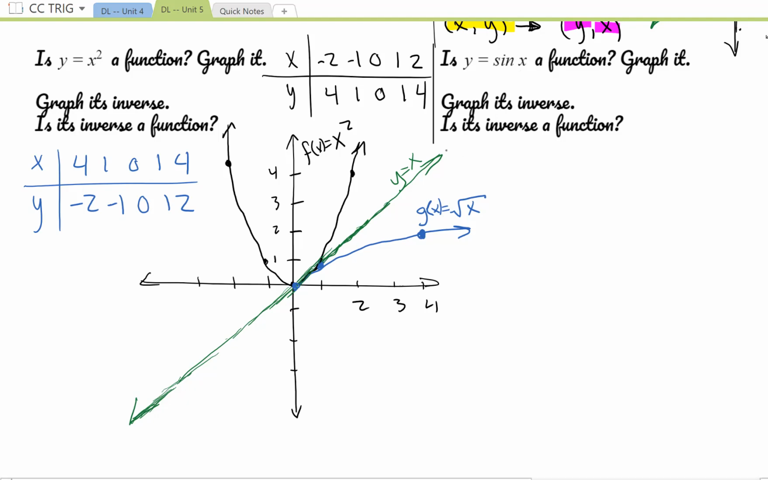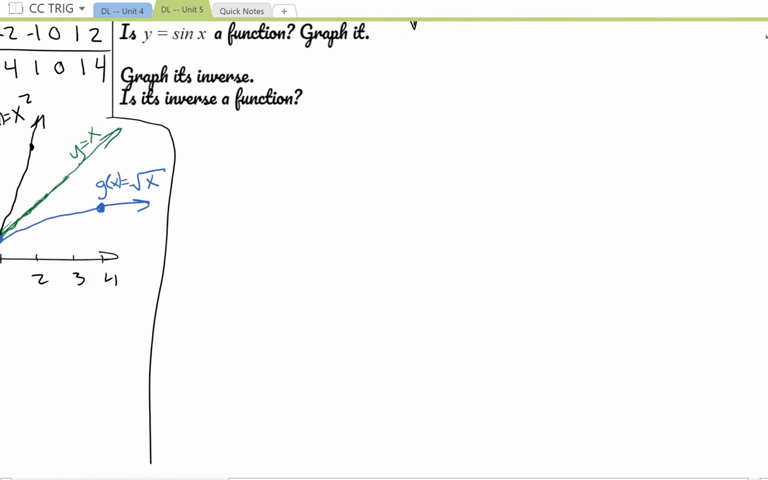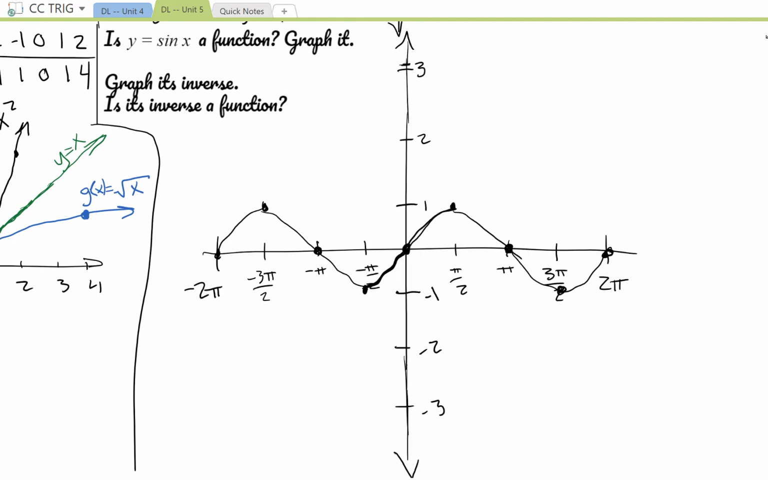Is y equals sine x a function? Let's graph it. In order to swap these points, I need the y-axis to look somewhat like the x-axis, as in where in the world is pi halves? Is it between 1 and 2? Is it between 0 and 1? Okay, so I'm going to put a little bit less than negative 3. That's going to be negative pi, right? Because pi is 3.14159, blah, blah, blah. And this one's going to be approximately pi, which just gives us a little bit of a scale.